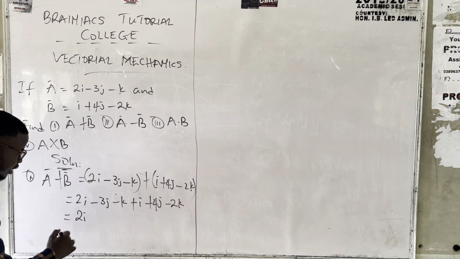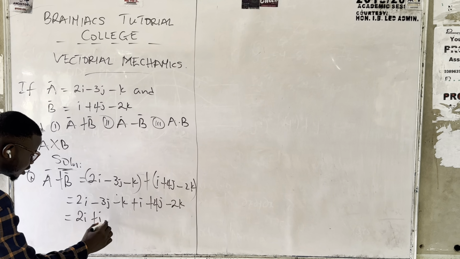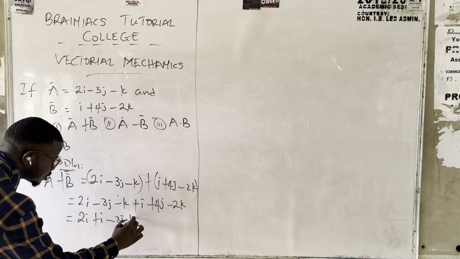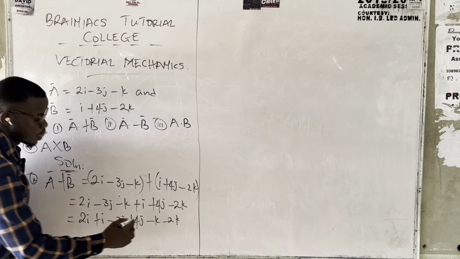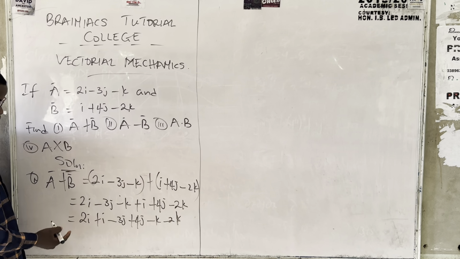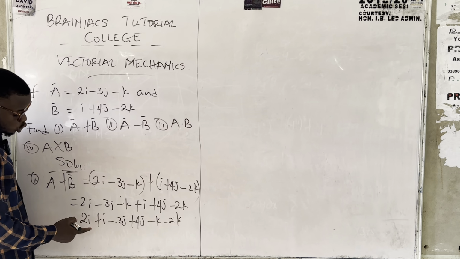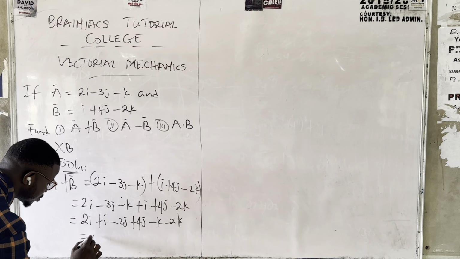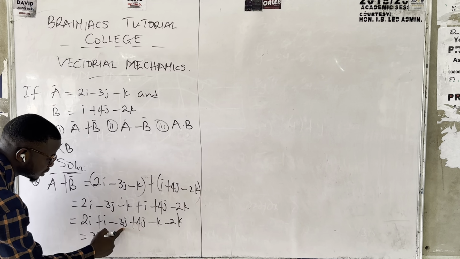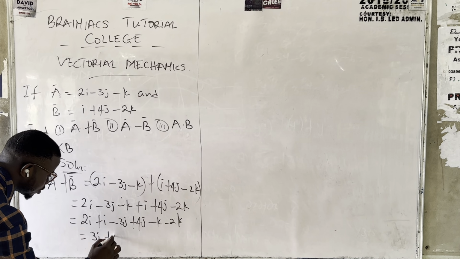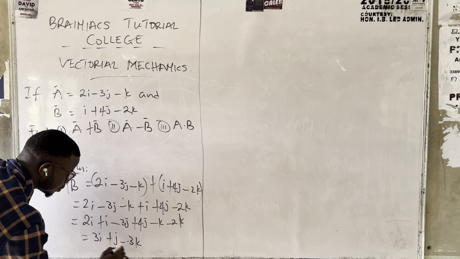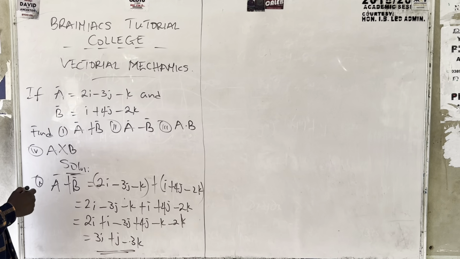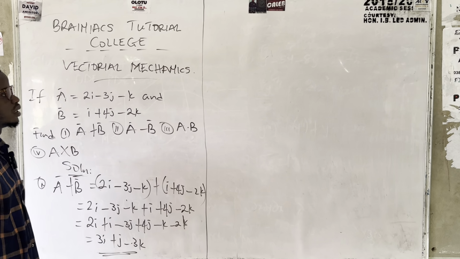That will be 2i plus i, minus 3j plus 4j, minus k minus 2k. So after collecting the like terms, we have something like this. So now 2i plus i, that will give us 3i, minus 3j plus 4j, that will give us plus j, minus k minus 2k, that will give us minus 3k. So that is the first answer to the sum of the two vectors.